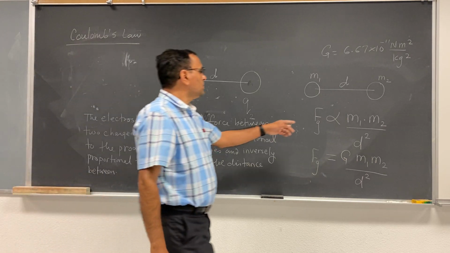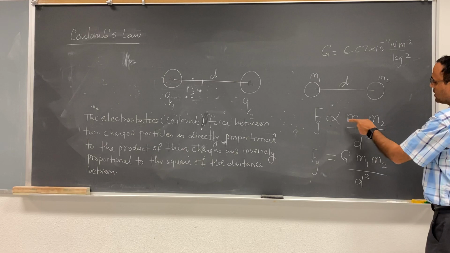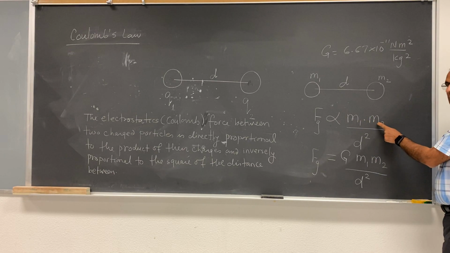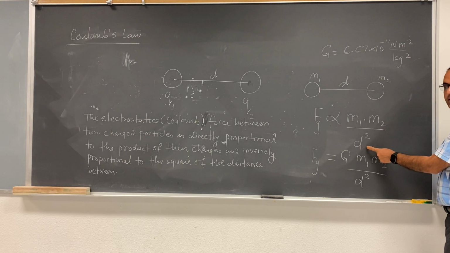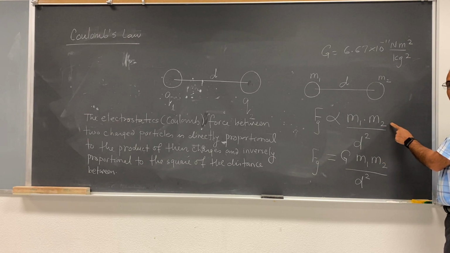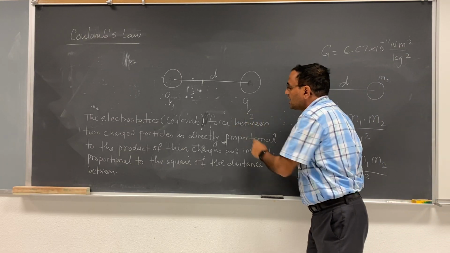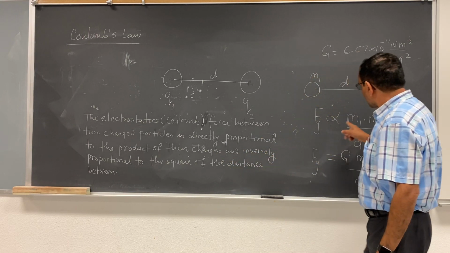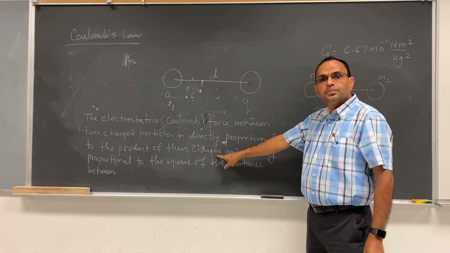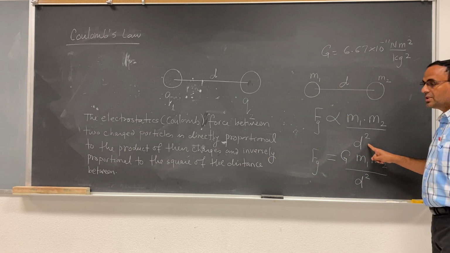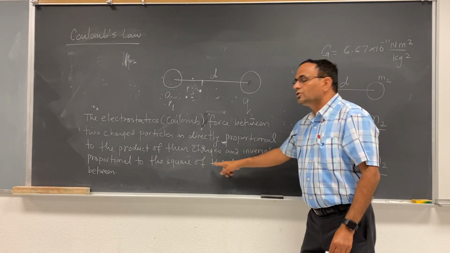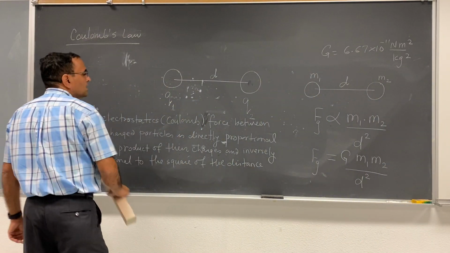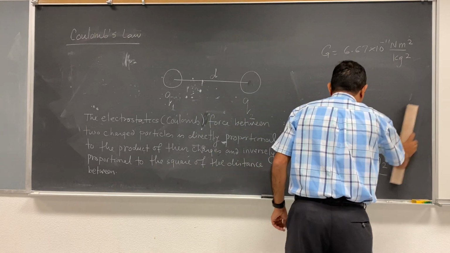Kind of similar to this. Look at this, the gravitational force. The gravitational force is directly proportional to the product of their masses, m1 times m2, and inversely proportional to the square of the distance between them, inverse square law. Here the electrostatic force is directly proportional to the product of their charges, and inversely proportional to the square of the distance. So there is a similarity between these two forces, Coulomb force and gravitational force.